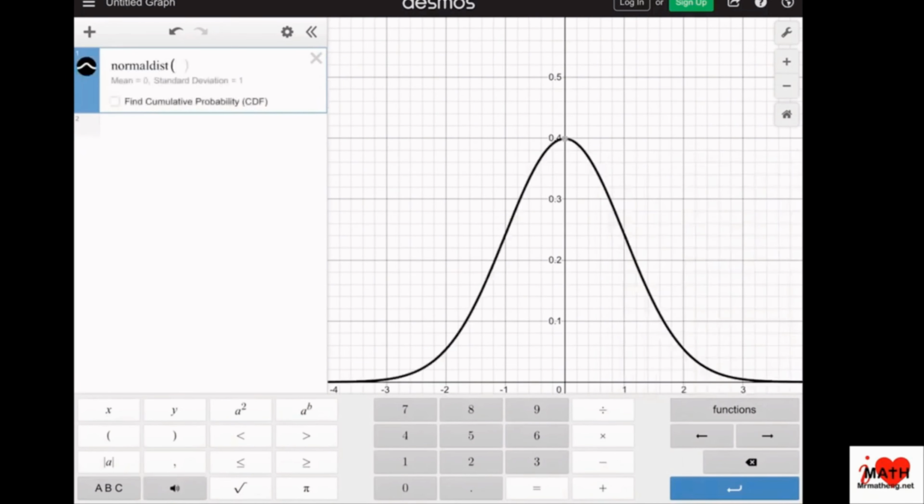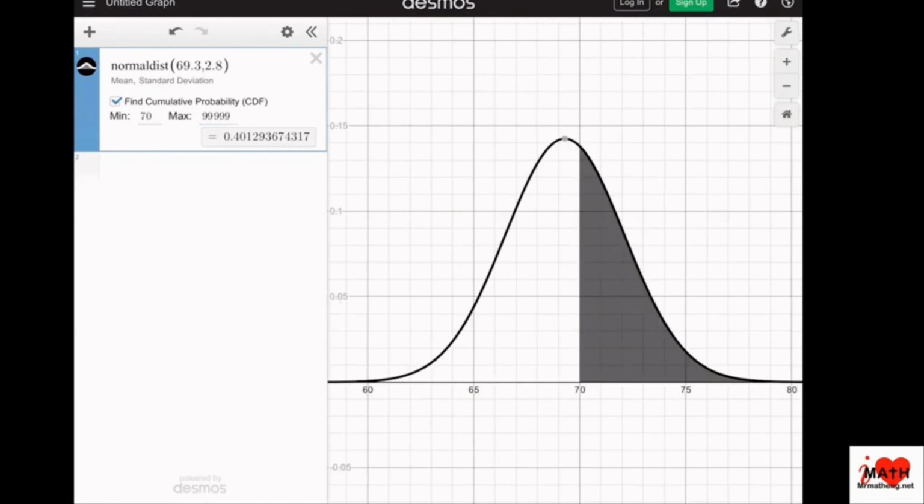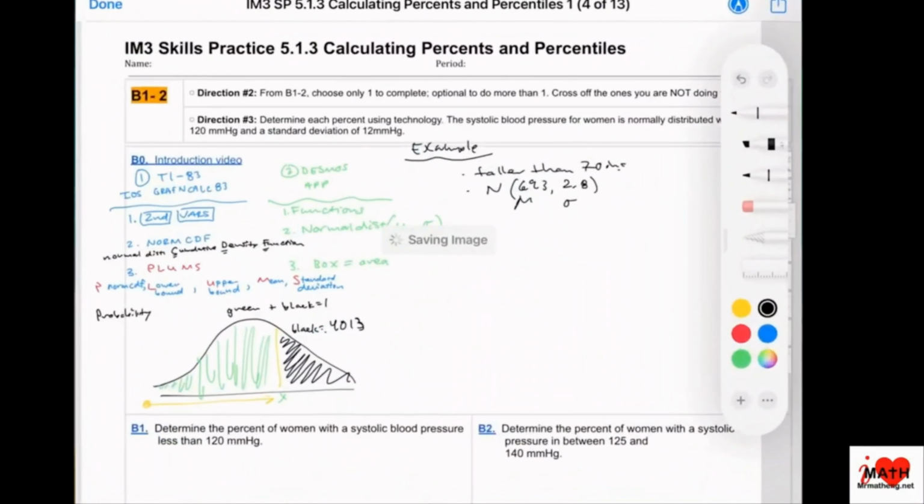Functions, normal distribution, and our 69.3, comma, no spaces needed, 2.8, close the parentheses, and then we want to find the cumulative, so check it. And our minimum we wanted was 70, and our max we want is some really big number. And if you click the magnifying glass to the left there, the cool thing is it will show us what it's shading. And you notice the answer in the box is still 0.4013. Okay, so this is using technology to figure out our answers here.